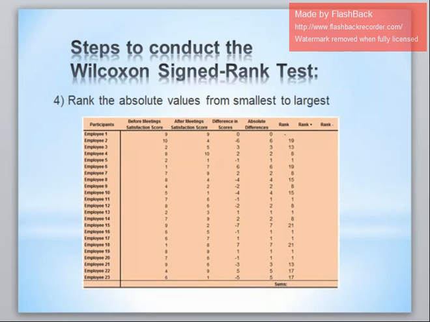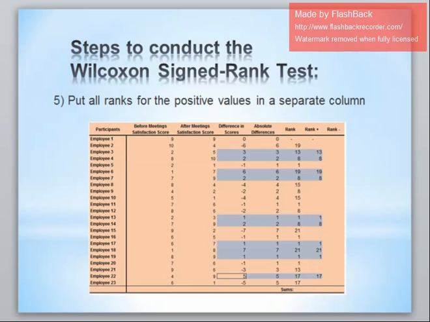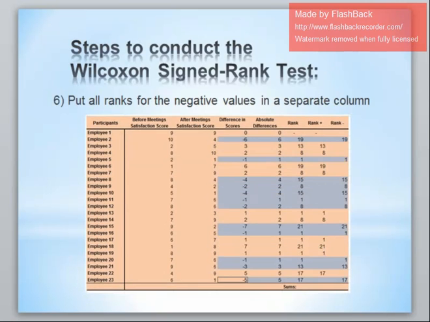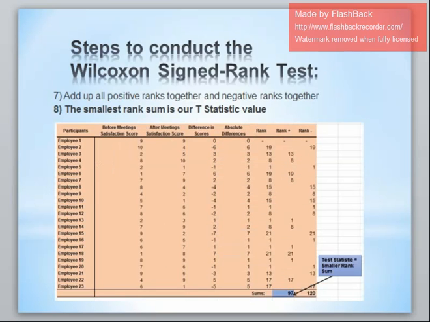The next step is to rank the absolute values from smallest to largest. The next step, we have to put all ranks for the positive values in a separate column, and then do the same for negative values, putting them in a separate column. And then add them up, positive ranks together and negative ranks together, and then we find our t-statistic value, which is the smaller of those two rank sums.